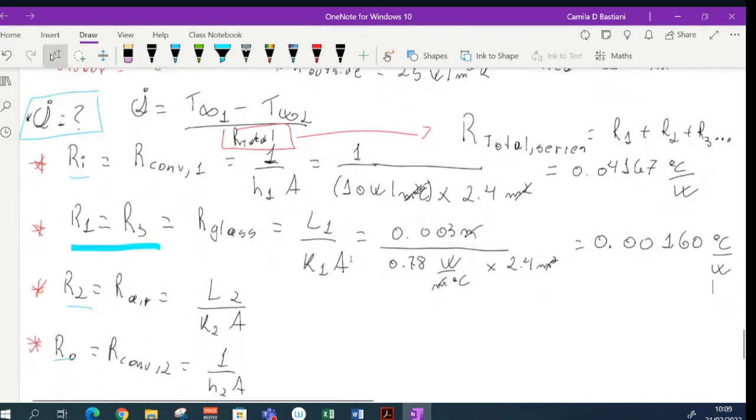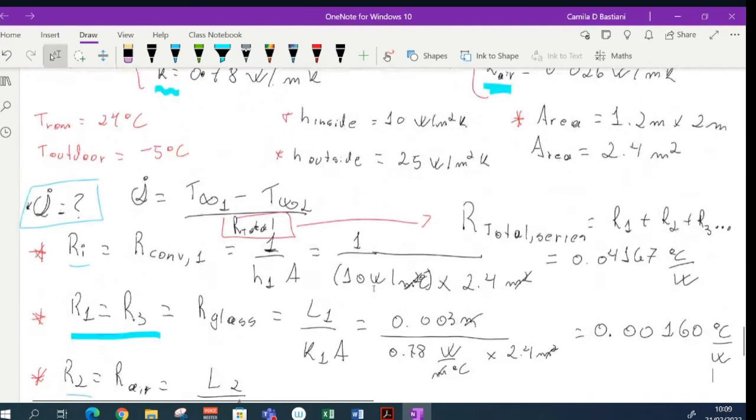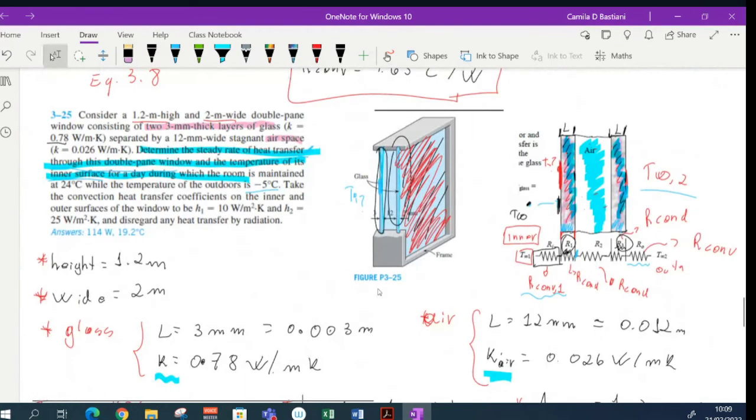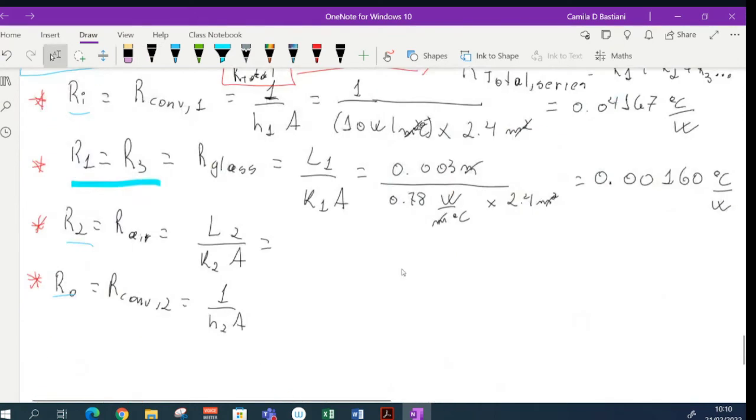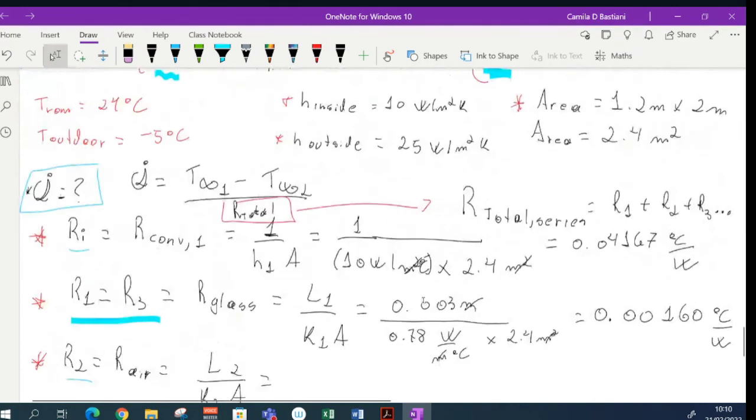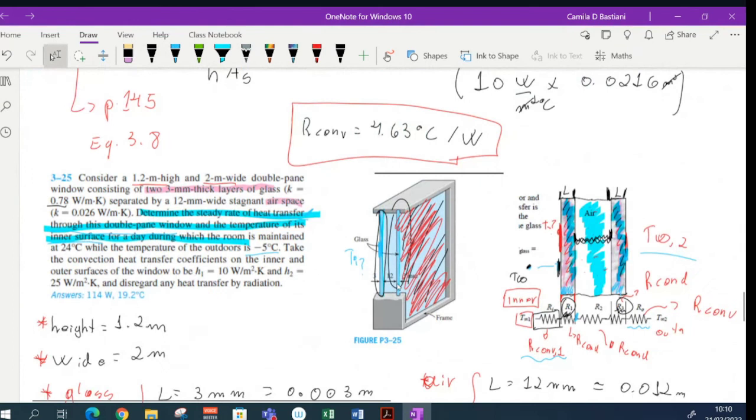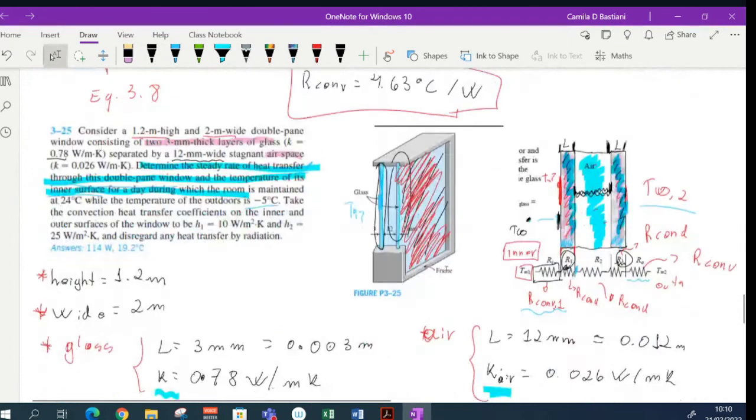Now I'm going to find my resistance 2. That is my resistance between these panels and the air. So it's this resistance to the conductivity of the heat inside this stagnant air. Remember that I have stagnant air, so it's acting like a solid in this case. So my thickness would be the distance between those two panels here. That's a 12 millimeters wide stagnant airspace.